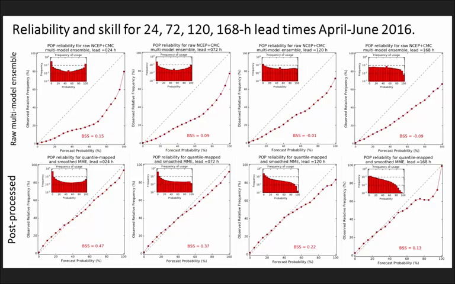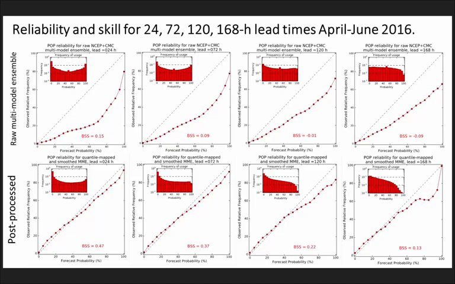Looking down below that, you see the pop reliability for our post-process guidance relative to the 1/8 degree analyses that we're using. And there's a tremendous improvement in the reliability, though that reliability is not absolutely perfect. And as you can see, a very substantial jump in the Brier skill score. And as you look at the other lead times going out to the different columns further to the right, you see at all lead times we're substantially improving upon the skill of the forecast and the reliability of the forecast.